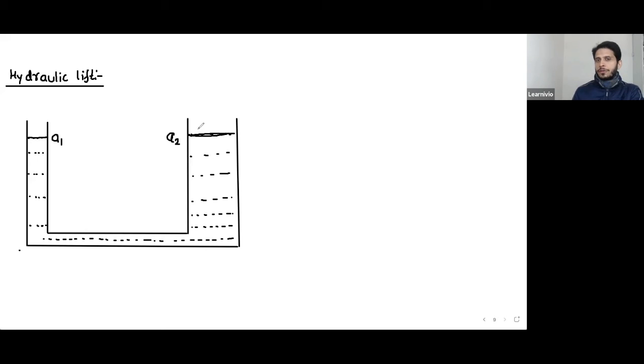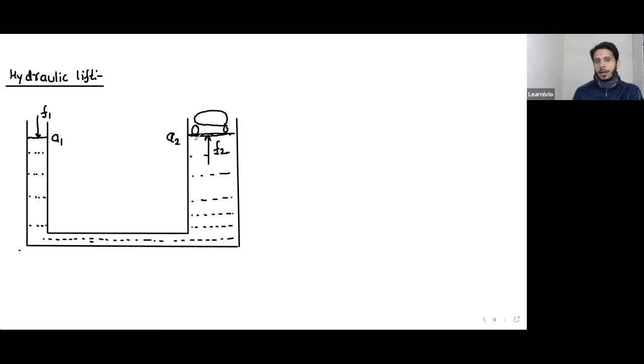So let's say you want to lift this car. I place this car on this part, the wider area of cross section. And I'm pushing this piston, the one having the smaller area of cross section, with a force F1. Now you know, when the force transfers through this fluid and reaches here, the force will get multiplied. If this area A2 is 100 times A1, then the force will get multiplied 100 times. Pressure will be transmitted equally, but force will get multiplied.